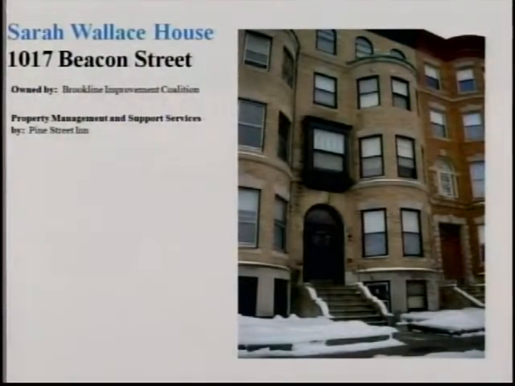This is the Sarah Wallace House, as again Betsy mentioned, at 1017 Beacon Street. This was a big first for Pine Street in that we manage this for BIC. We do the property management and we provide the support services to the tenants living in here. We had never done that for anybody else. And so, you know, social enterprise, like, kind of fireworks went off. Like, we can do this.